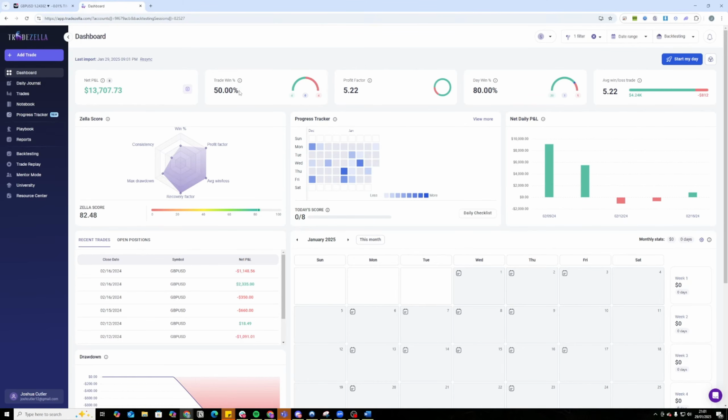So my trade win percentage in this case is quite low. So maybe I should look at only taking less setups that align with a higher time frame. So in this backtesting session, we didn't necessarily do that. So maybe that's something we need to improve.